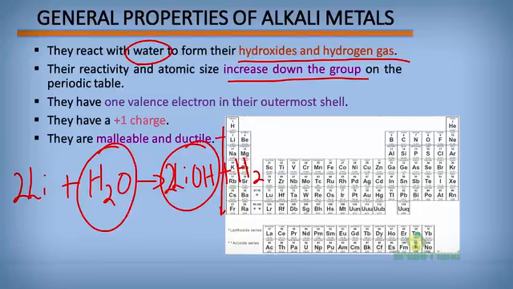For example, lithium just has 3 electrons. Potassium has 19 electrons, so definitely it's going to be bigger than lithium. And francium has 87 electrons, so it's going to be way bigger than the rest, okay?